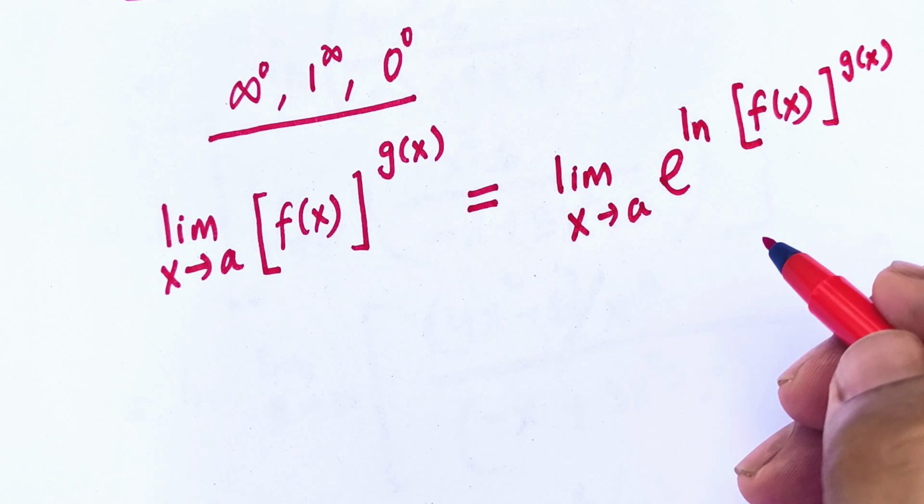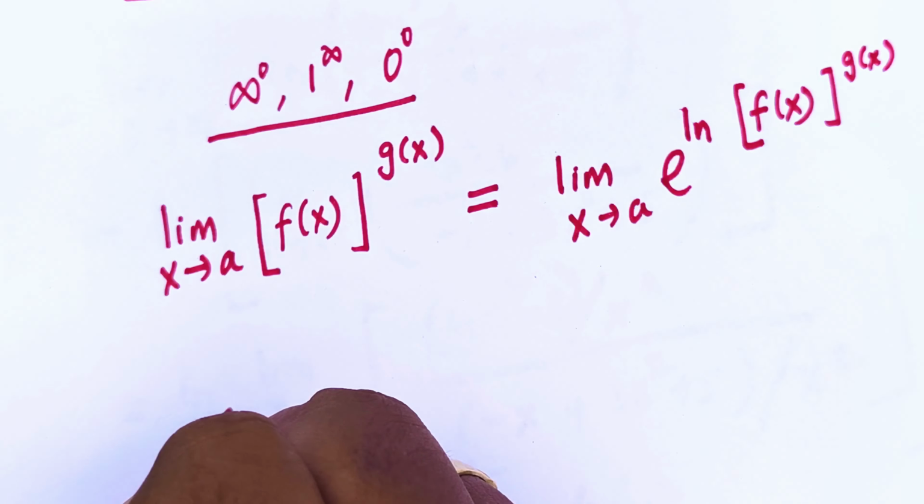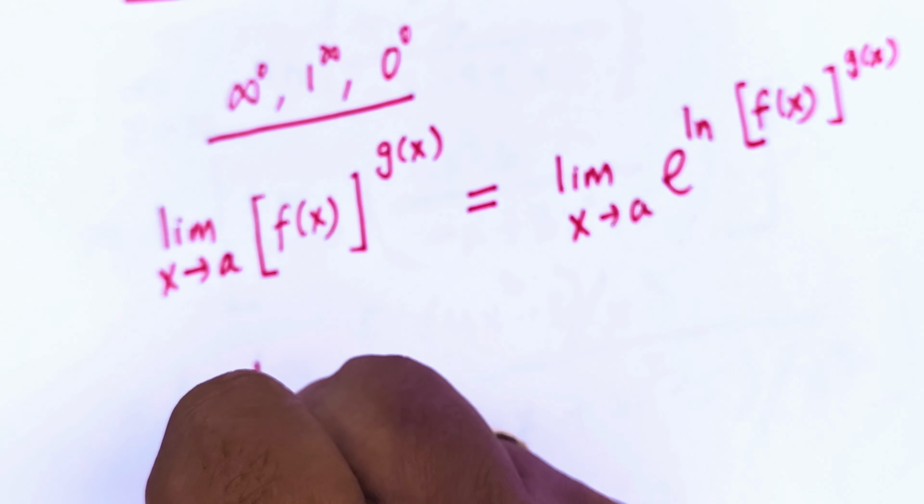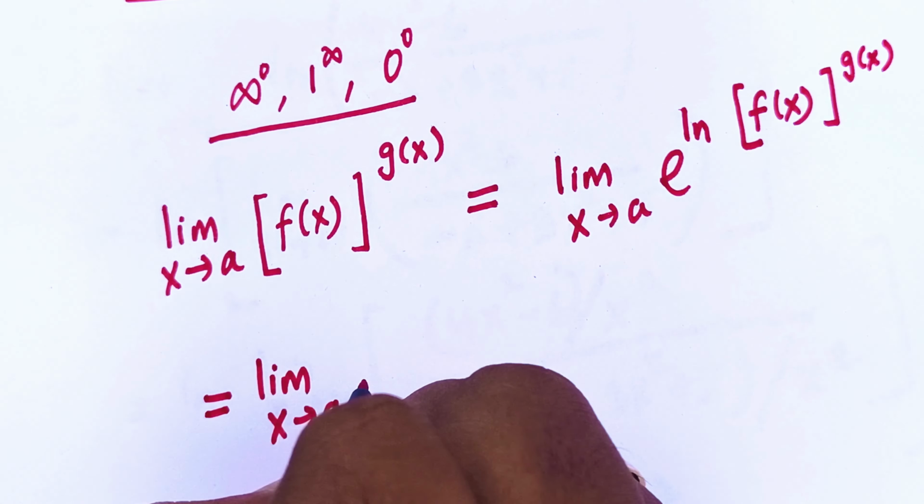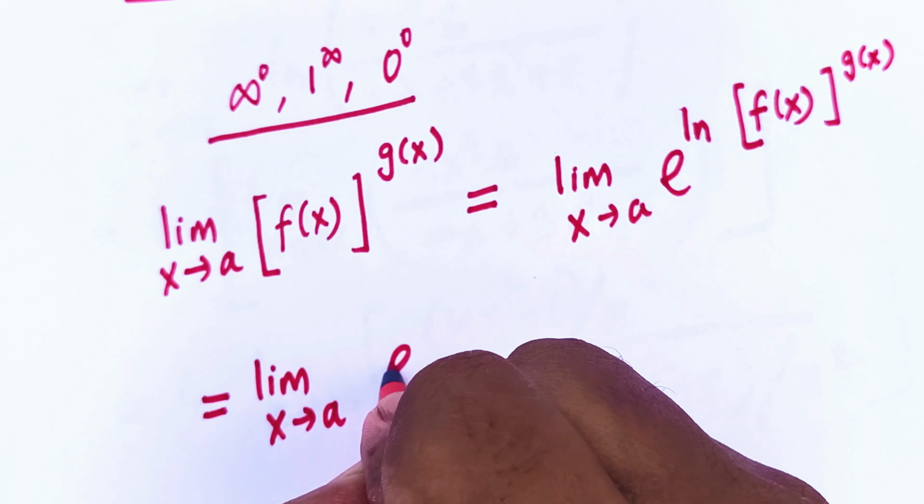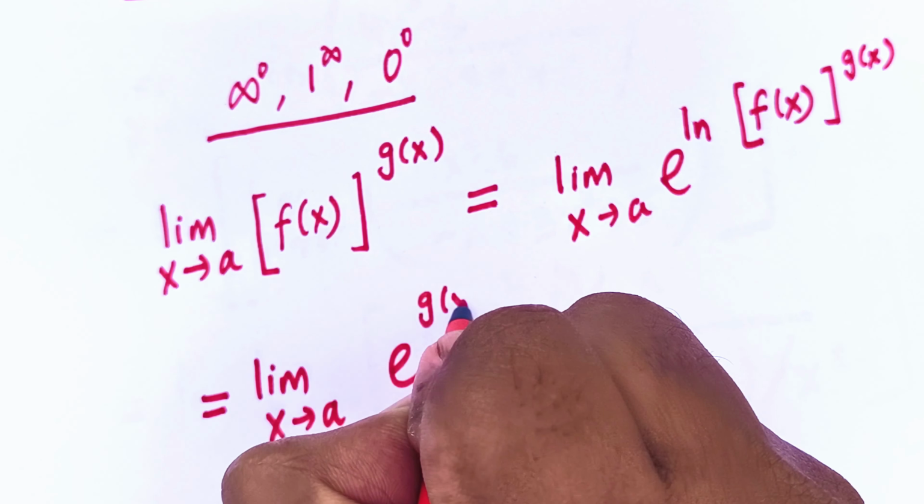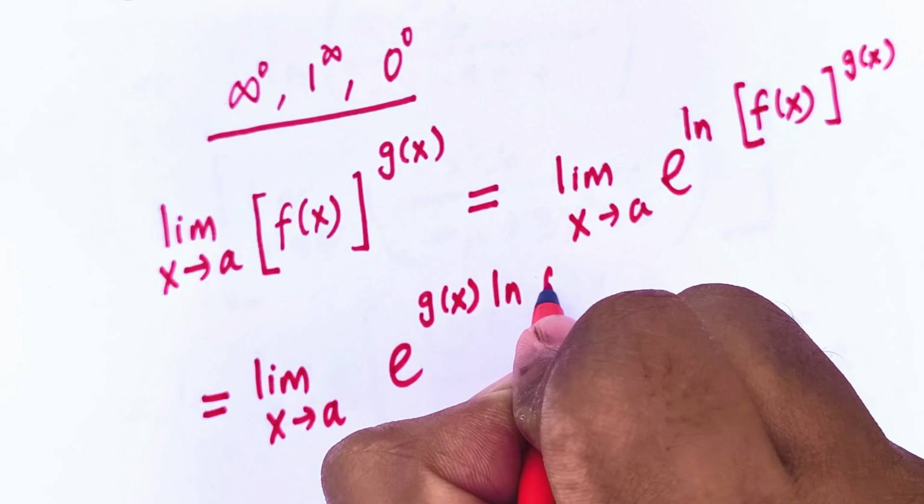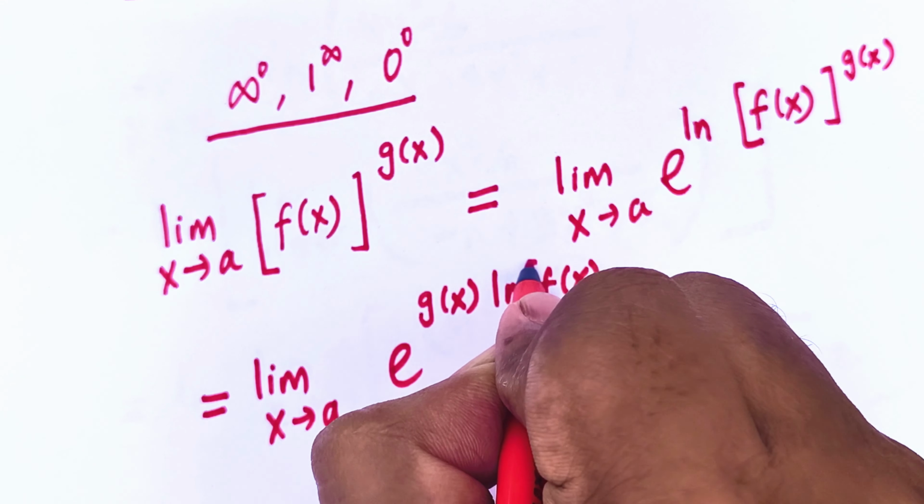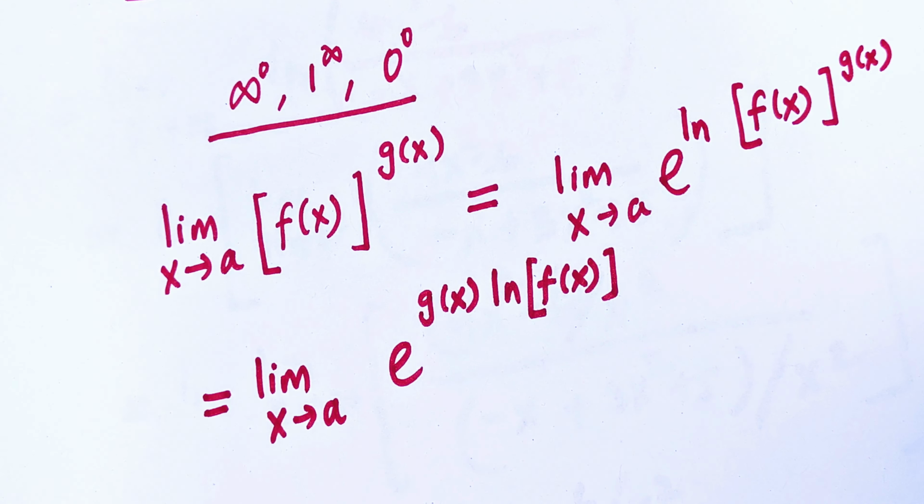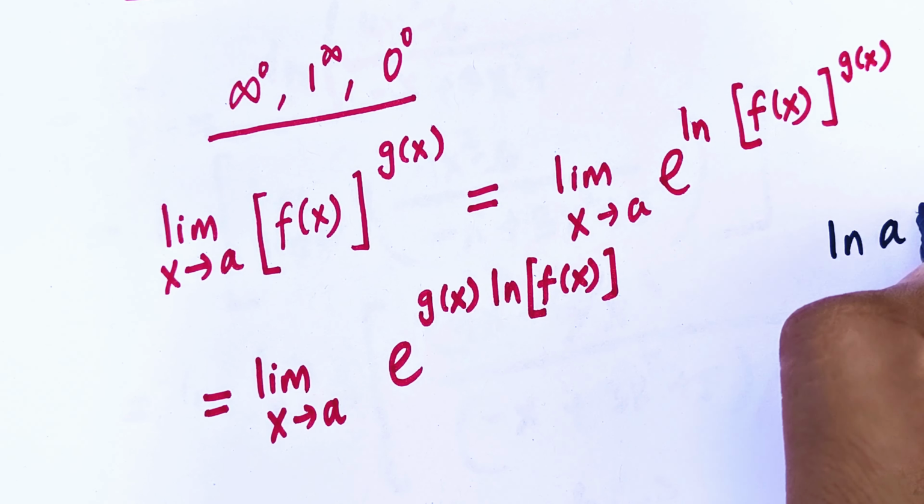And by the property of logarithms, we can write this with g(x) coming outside of the logarithm, since we have this property: ln of a to the power b is the same as b times ln a. We can take the power outside of the logarithm.